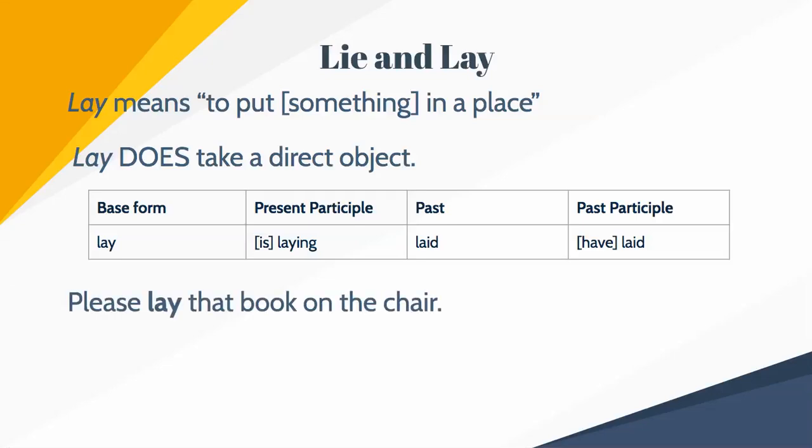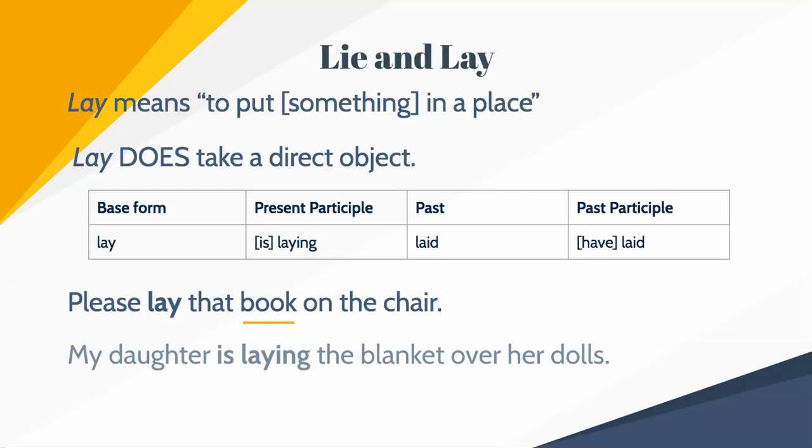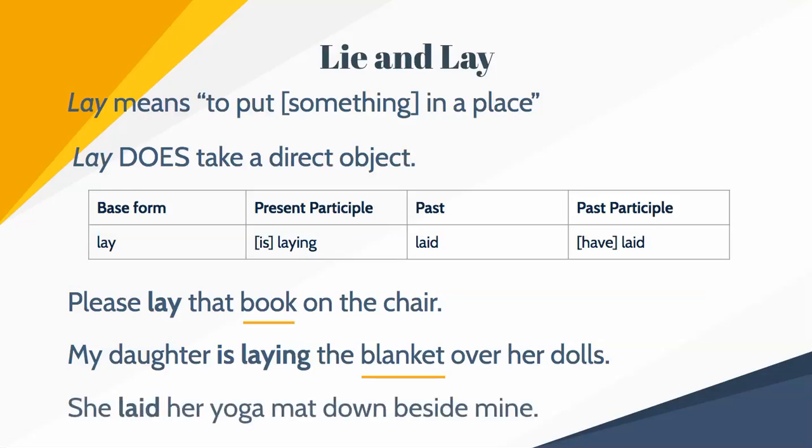Please lay that book on the chair. Book is the direct object. I'm putting it there. My daughter is laying the blanket over her dolls. Blanket is the direct object. She laid her yoga mat down beside me. Mat is the direct object.